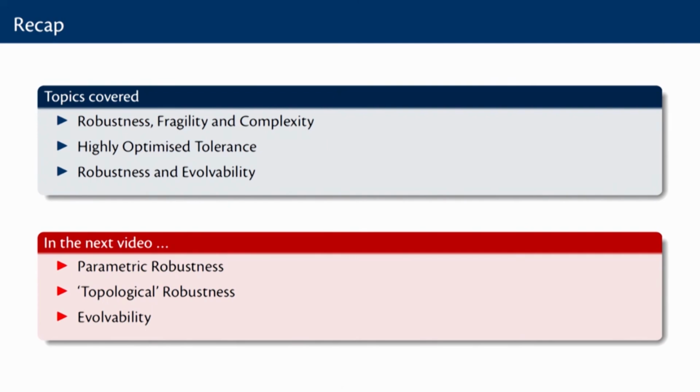and I briefly introduced you to the concept of robustness and evolvability, which brings me nicely to the next video wherein we will focus a little more on how we systematically study the relationships between robustness and evolvability in biological systems. We will start with a study of parametric robustness. So, what happens when you change a particular parameter, how robust is the system, and topological robustness, which is what happens when you start rewiring a system, and how robustness and evolvability are intertwined.